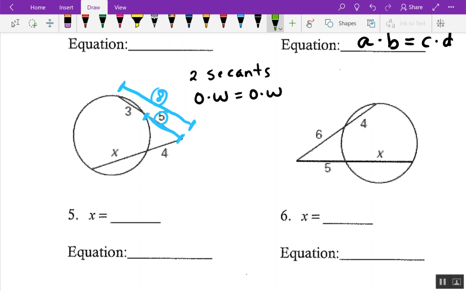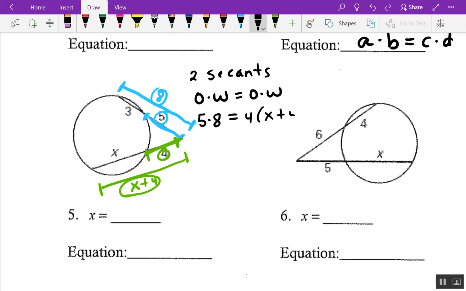All right, and then the other secant, what's the outside? 4 is the outside. And what's the whole? X plus 4, good job. So outside times whole, I would say 5 times 8 equals 4 times x plus 4. 40. 4x plus 4. You're going to multiply that 4 in. 4 times 4 is 16.